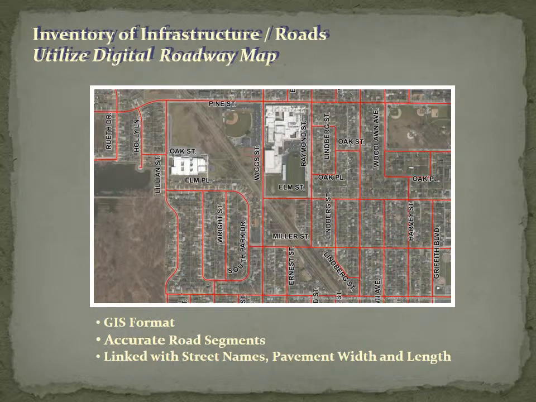The ability to visually see and plan various components of the 5-year capital improvement plan is much easier with digital mapping and GIS. The road segments should be accurately mapped and linked with information including street name, pavement width, and length. The condition information collected about the roadways can then be linked and symbolized to aid in this process.